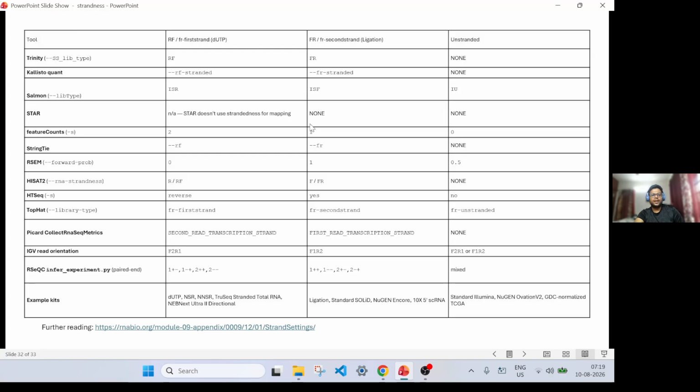And for STAR we don't use anything, it auto derives. Again, for featureCounts, here you have to specify 2, in this case, which is the common one, the Illumina one, and here you have to give 1, because here you are deleting 1, just the opposite. And for StringTie, again RF and FR we give, and for RSEM we give 0, 1.5 like that, which means yes or no. And some other parameters I have listed, and this is what I have explained in the table: 1 plus minus minus plus, 2 plus plus minus minus, which rule fits here, and plus plus minus minus plus minus minus plus is the second strand rule.